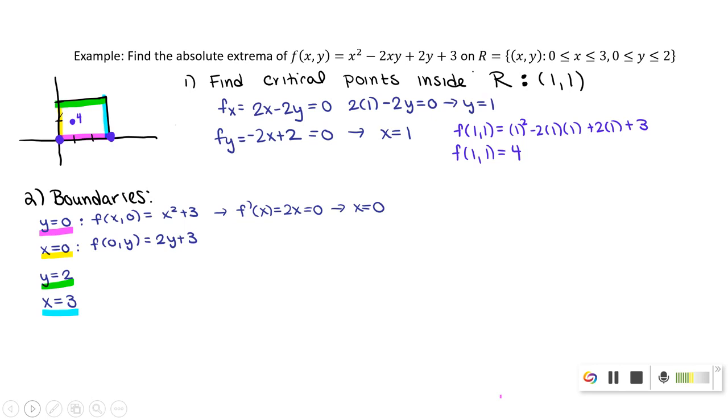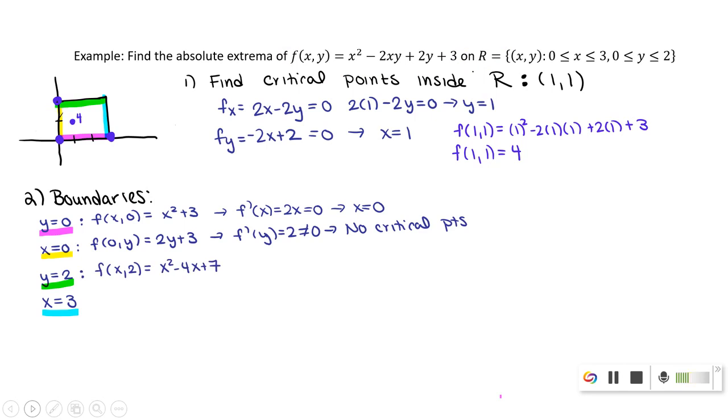All right, and then the yellow boundary, x equals 0. If I take my function and replace all the x's with 0, I'm left with f of y equals 2y plus 3. I'm going to find the derivative of that. f prime would just be 2. 2 is never going to equal 0, so I don't have any critical points along that boundary x equals 0. But I do have to check the endpoints. So I added another dot there. I'm going to check both endpoints of that boundary x equals 0.